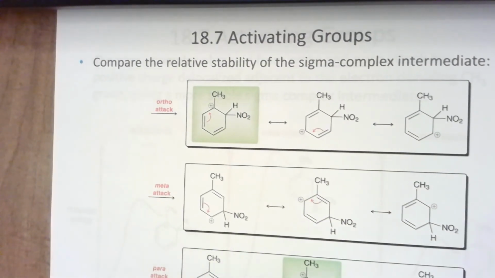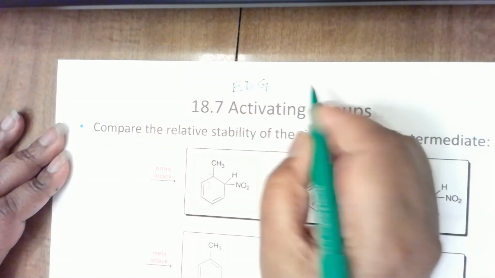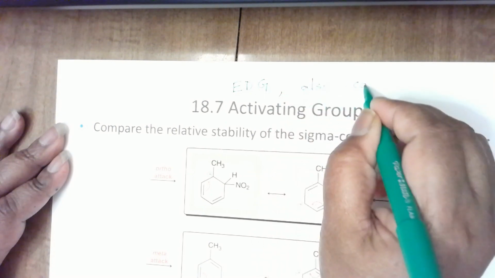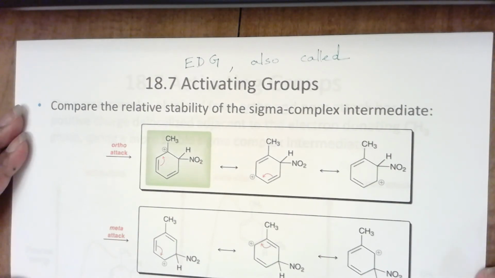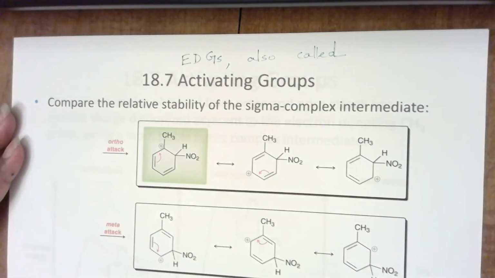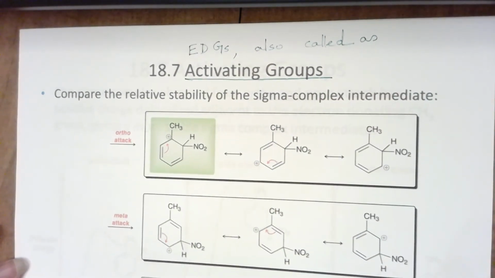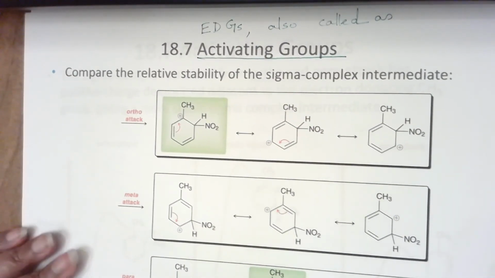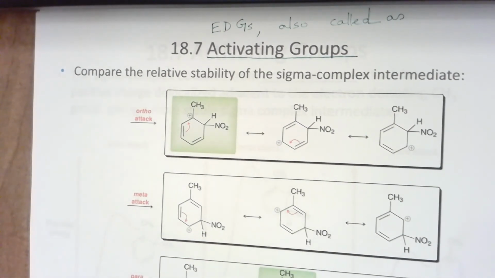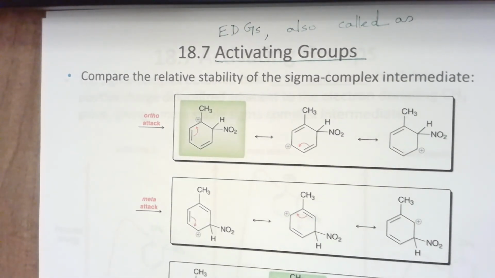So there's an explanation for why the electron donating groups, also called the activating groups, give more of the ortho and more of the para and not so much of the meta. All right. So how do we start these off?